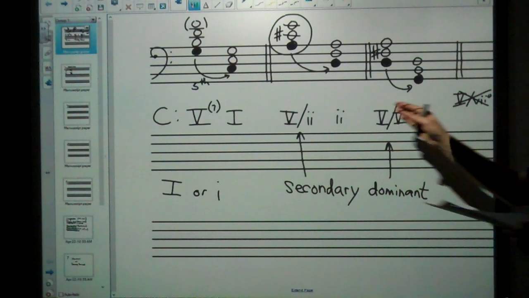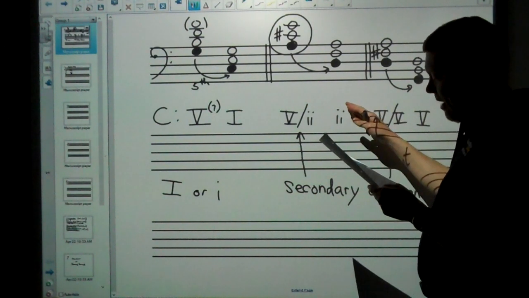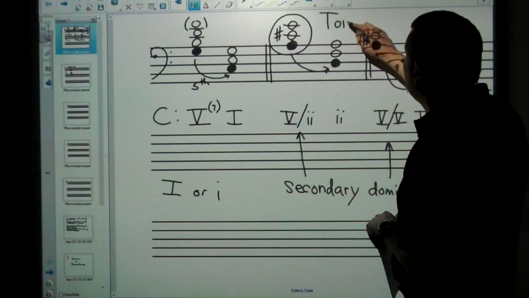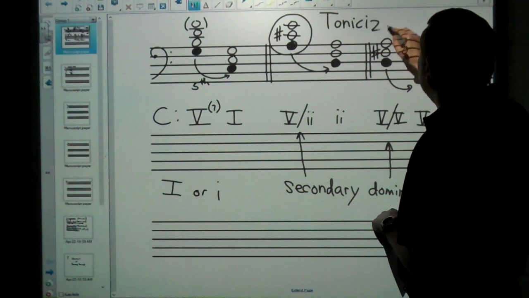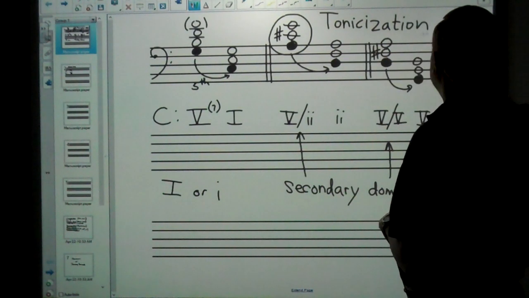Okay, this process of making a chord that is not tonic briefly sound like tonic is called tonicization. I know it's a long word, but it's an important word.